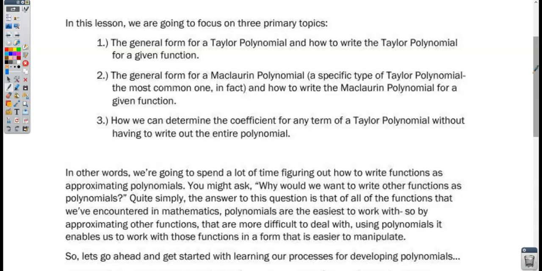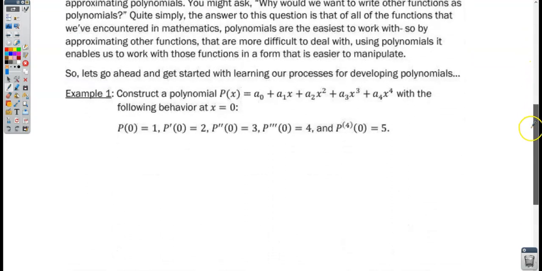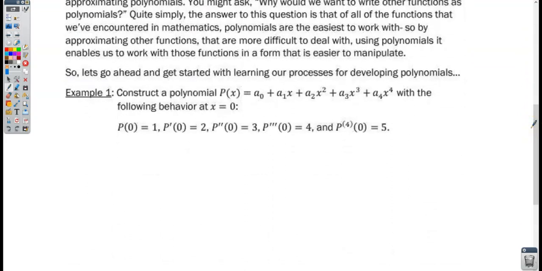So let's go ahead and get started here by looking at the process that we'll use for developing polynomials, and we're going to motivate this with an example. All right, our first example. We are going to construct a polynomial p of x equals a sub 0 plus a sub 1 x plus a sub 2 x squared plus a sub 3 x cubed plus a sub 4 x to the fourth that has all of the following behavior at x equals 0.